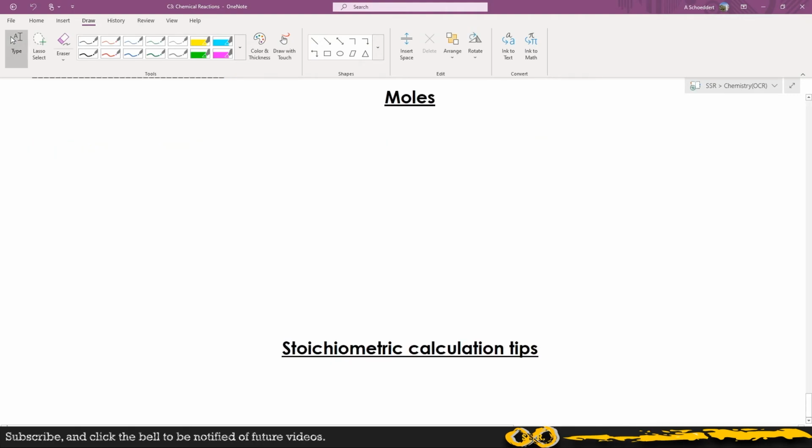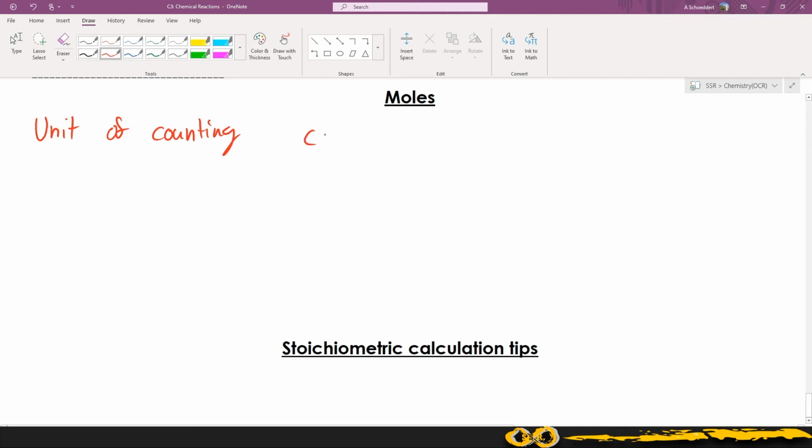So what exactly is a mole? A mole is just a unit of counting. You've used other units of counting in everyday life, I'm sure. You might have used a couple to indicate 2. You might have used a trio, would indicate 3. You probably used a dozen in order to indicate 12.